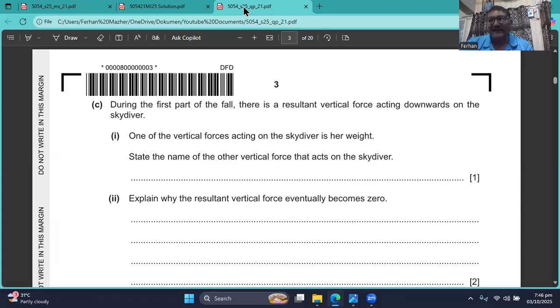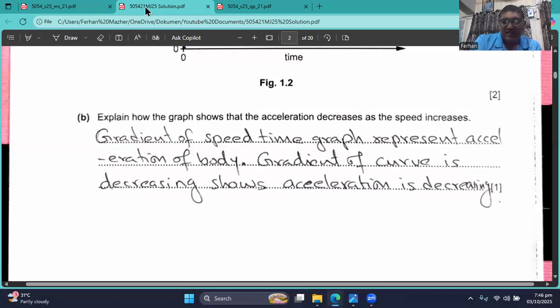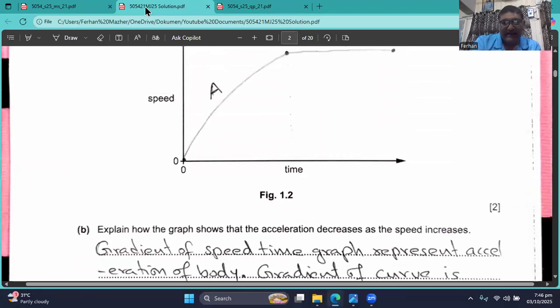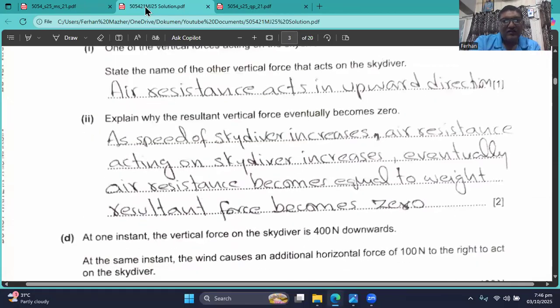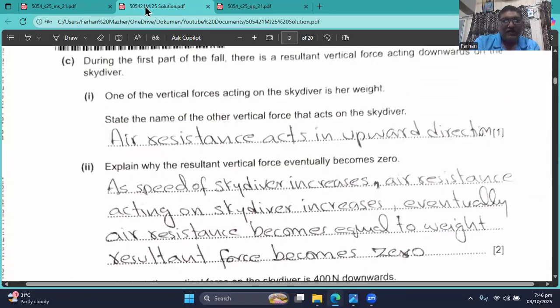You just have to state the name. The name of that force is air resistance. So let me show you. I have written that answer. Okay, so here we go. The air resistance acts in the upward direction.